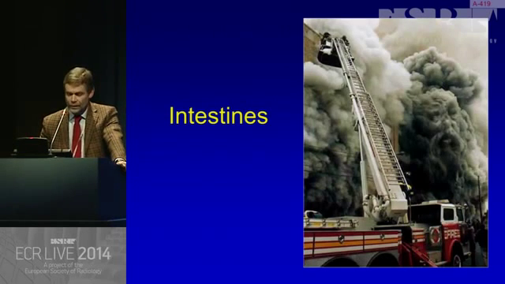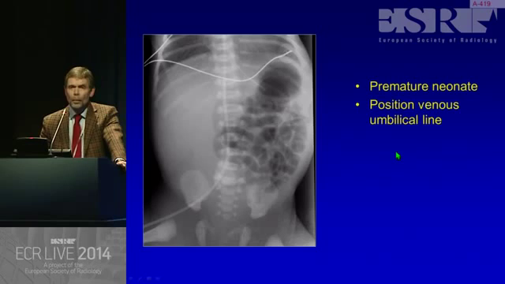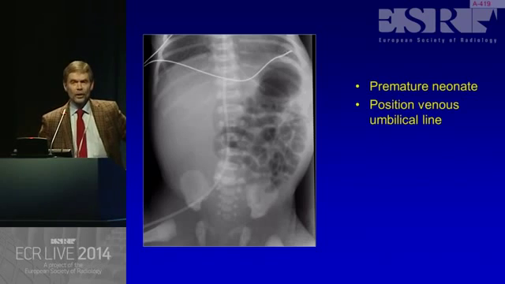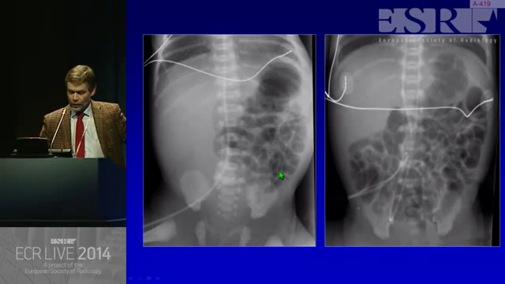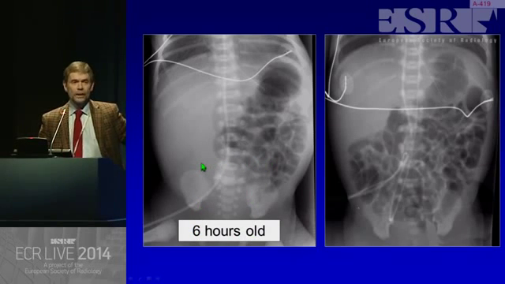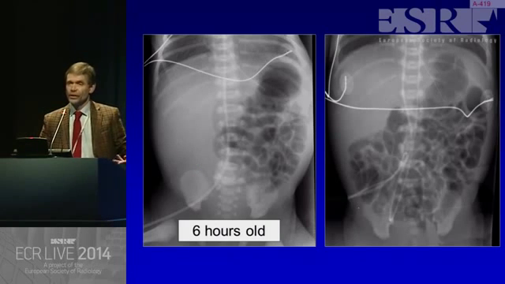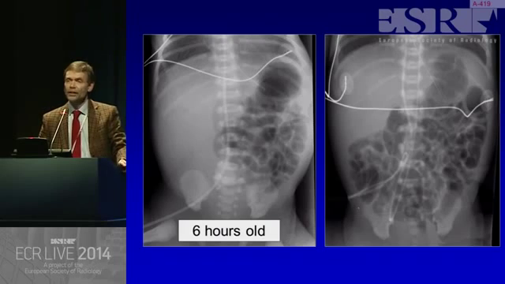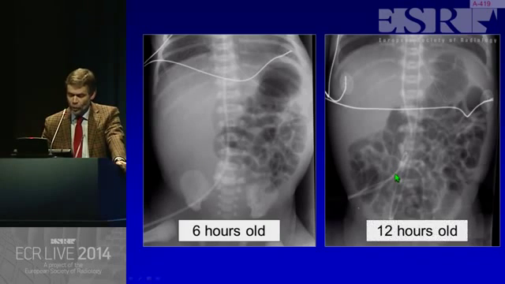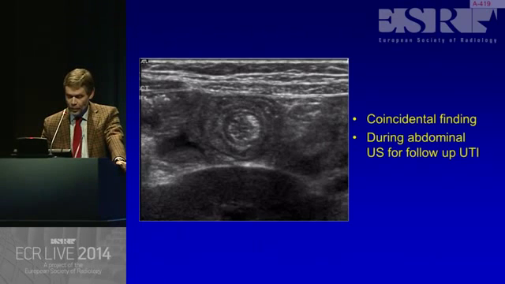And to end with, the intestines. Not this. Is this normal? Premature neonate, and just an X-ray for the position of the venous umbilical line, which is, of course, too high. It's completely normal. Why? Because 6 hours later, it looks like this. Because at this age, he's only 6 hours old, and the air hasn't reached the other bowel loops yet. So always take into consideration the age of the child, even in hours. There's not a big tumor over here, it's completely normal, and it's normal when he's 12 hours of age.